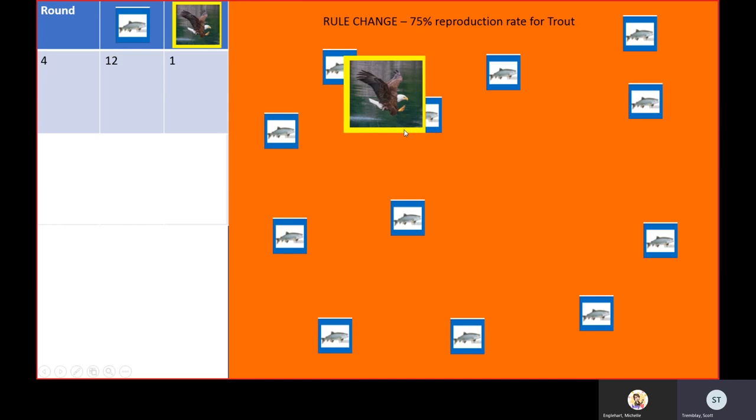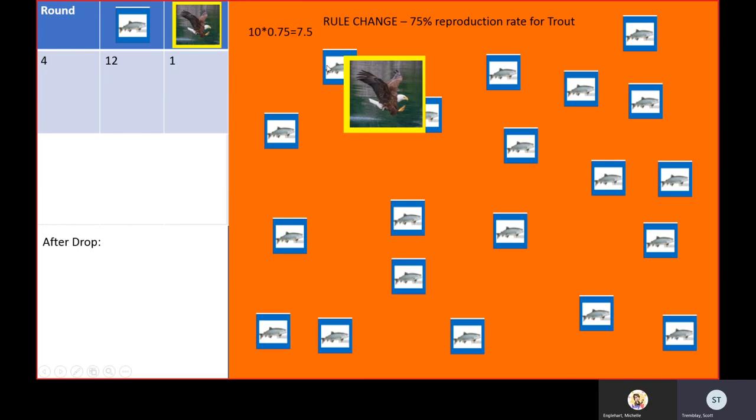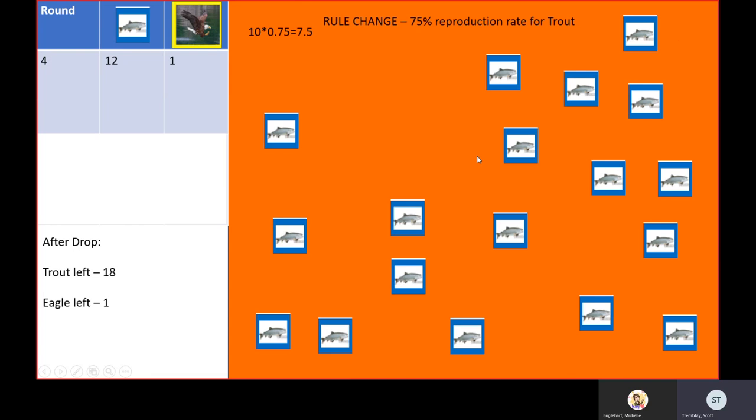There you go. The eagle's meal doesn't double, but it gets 2. And so it means we have 10 left. But 10 times 0.75 is only 7.5. So I'm adding 8, right? Like we said, do we round that? So we're going to round it to 8. Rounding to the evens, remember, since this is an odd number, we'll round it up to 8. And there we go. So we have 18 trout. We have 1 eagle. Okay. There we go. Pretty straightforward.